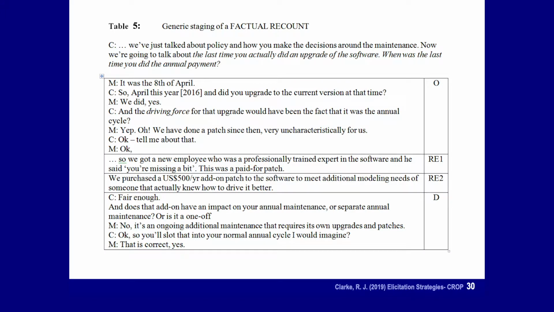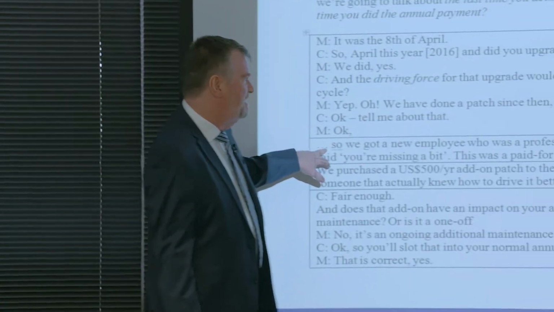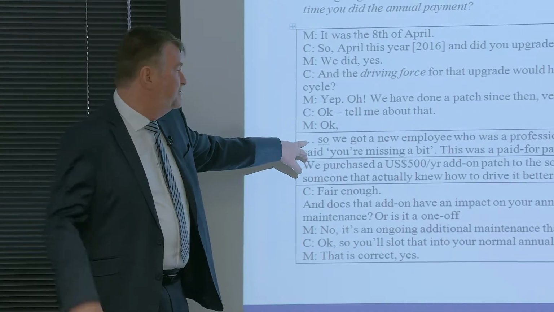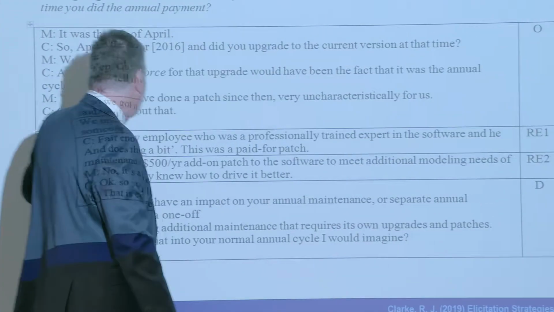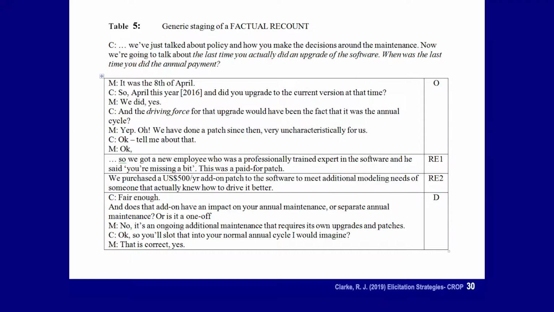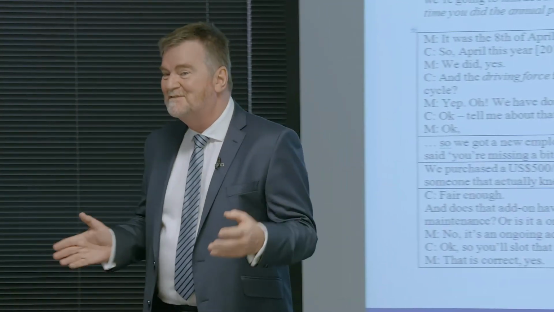Now, this is an example of a real transcript where we're looking at things which are difficult. When we put them down on paper, we go, gosh, that's really complicated. But you can see that in fact, here's an event, right? We got a new employee who was a professionally trained expert in the software, and he said, you're missing a bit. This was a paid-for patch. Well, in the context of this interview, that makes complete sense. It is a record of an event, right?